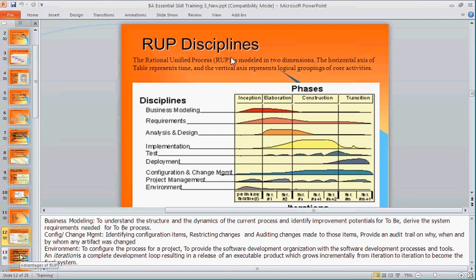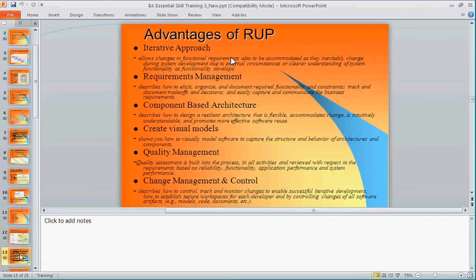We discussed this slide in our last session. We went through the various phases and the different process components and how they work, right? How the two-dimensional RUP model works. Now, advantages of RUP. There are many.